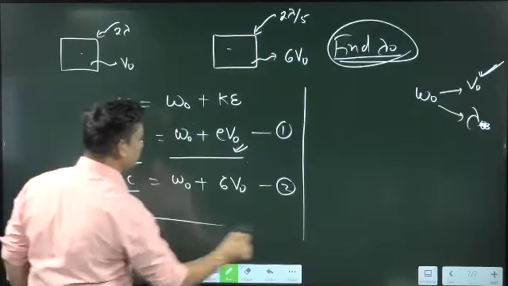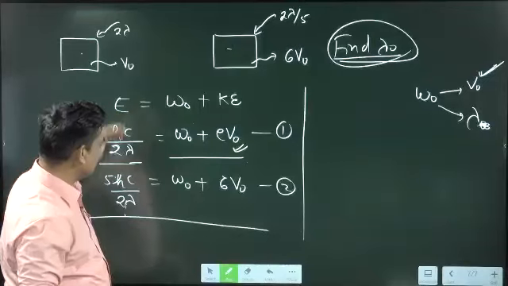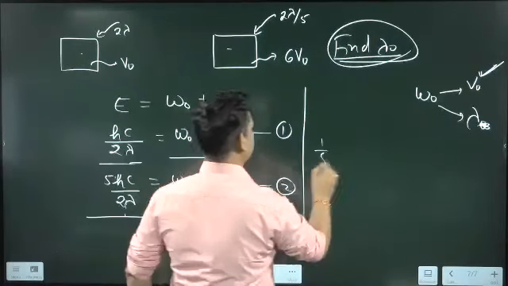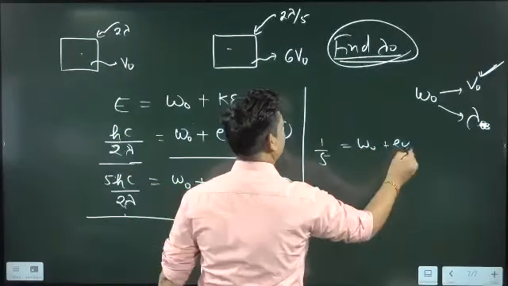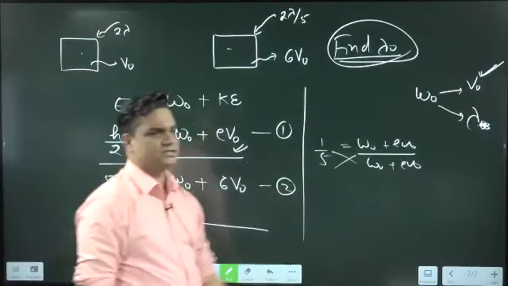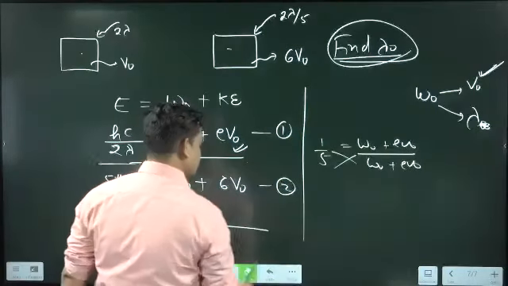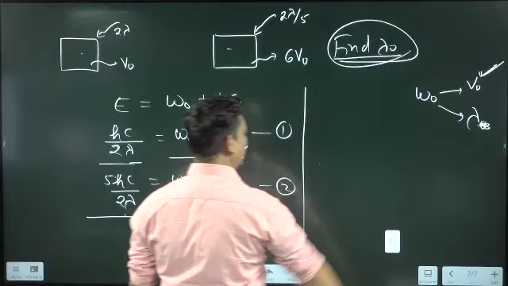So if you divide, 5 by 1 means 1 by 5 equals W naught plus EV naught divided by W naught plus 6 EV naught, and then you cross-multiply. You got the work function at threshold wavelength in terms of stopping potential. Suppose they are asking in terms of the lambda option.